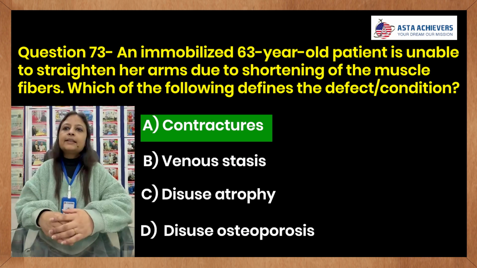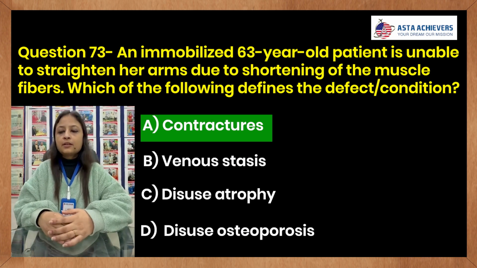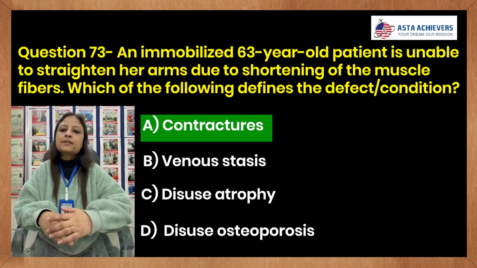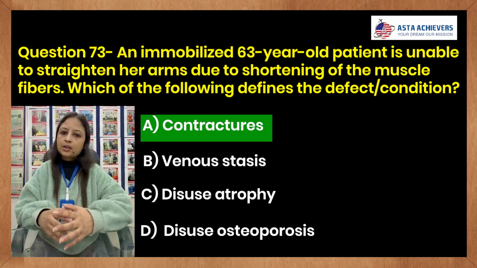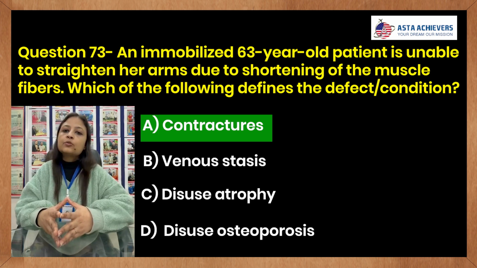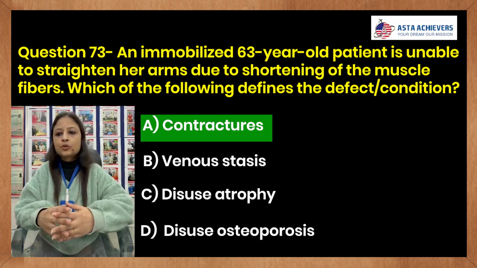Question number 73. An immobilized 63-year-old patient is unable to straighten her arms due to shortening of the muscle fibers. Which of the following defines this condition? Option A, contracture. Option B, venous stasis. Option C, disuse atrophy. And option D, disuse osteoporosis. Contracture is the correct answer because contracture is a condition of shortening and hardening of the muscles, tendons or other tissue, often leading to restricted joint mobility.